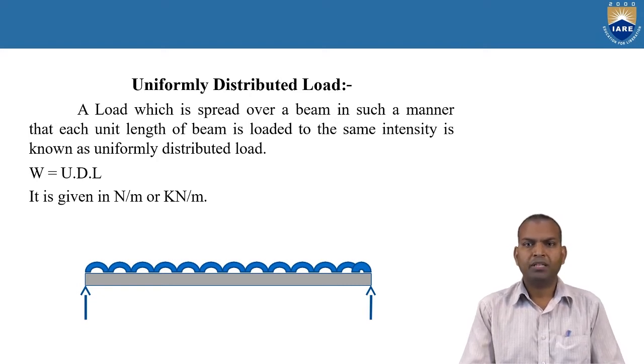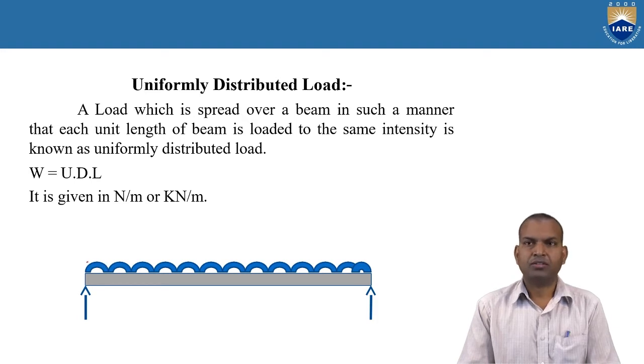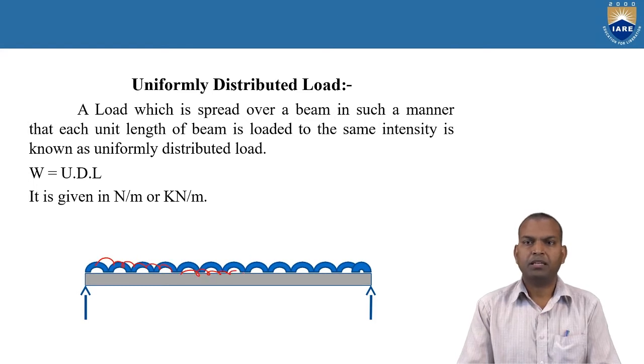Here it is the uniformly distributed load. This figure shows a uniformly distributed load. In a uniformly distributed load, a load is spread throughout the span of the beam, over the span of the beam completely. What type of beam is it? It is a simply supported beam. And what type of supports are acting? As we have discussed before, only one reaction means either it is a knife edge support or a roller support. That's why only one reaction.